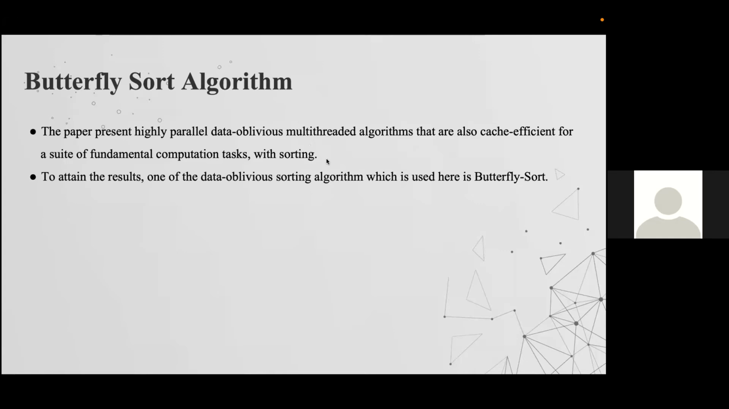This algorithm will also be useful for memory access without leaking the actual information, or it doesn't depend upon the input size or the actual input. So if you go to the next slide.